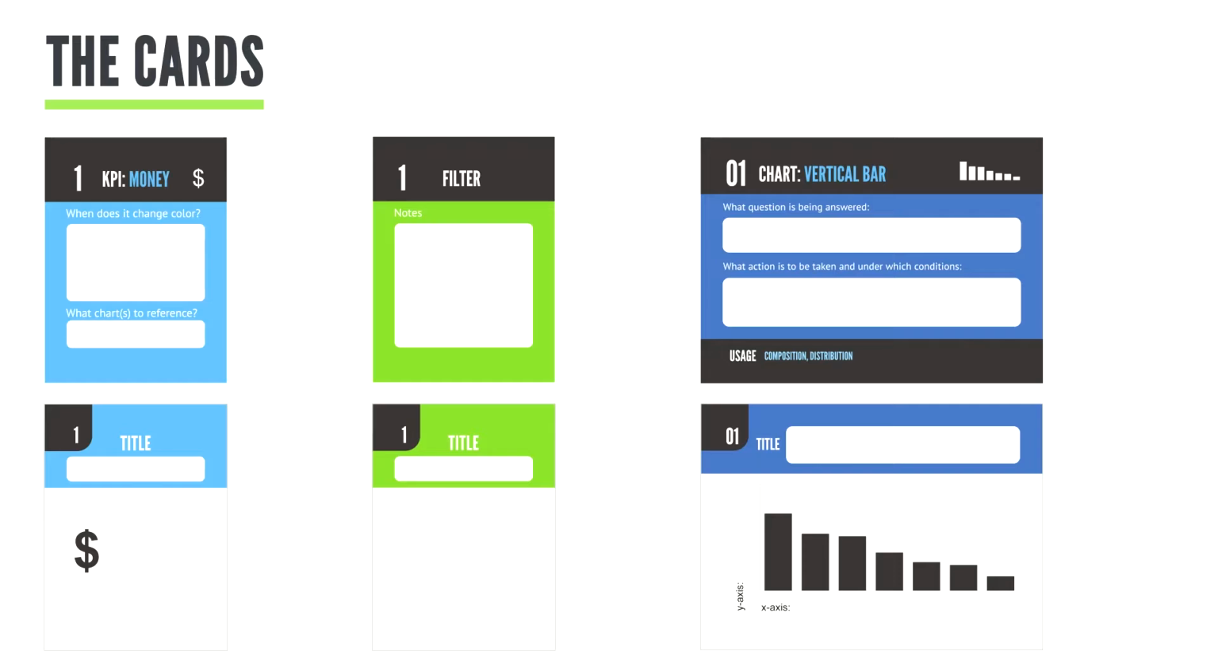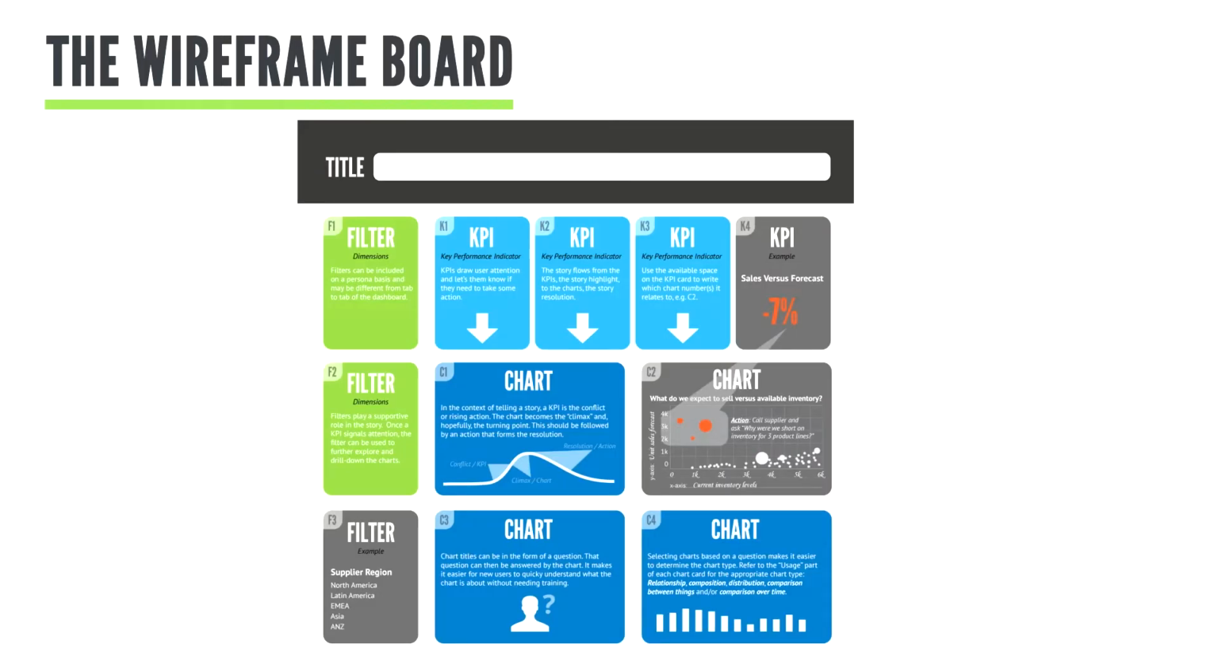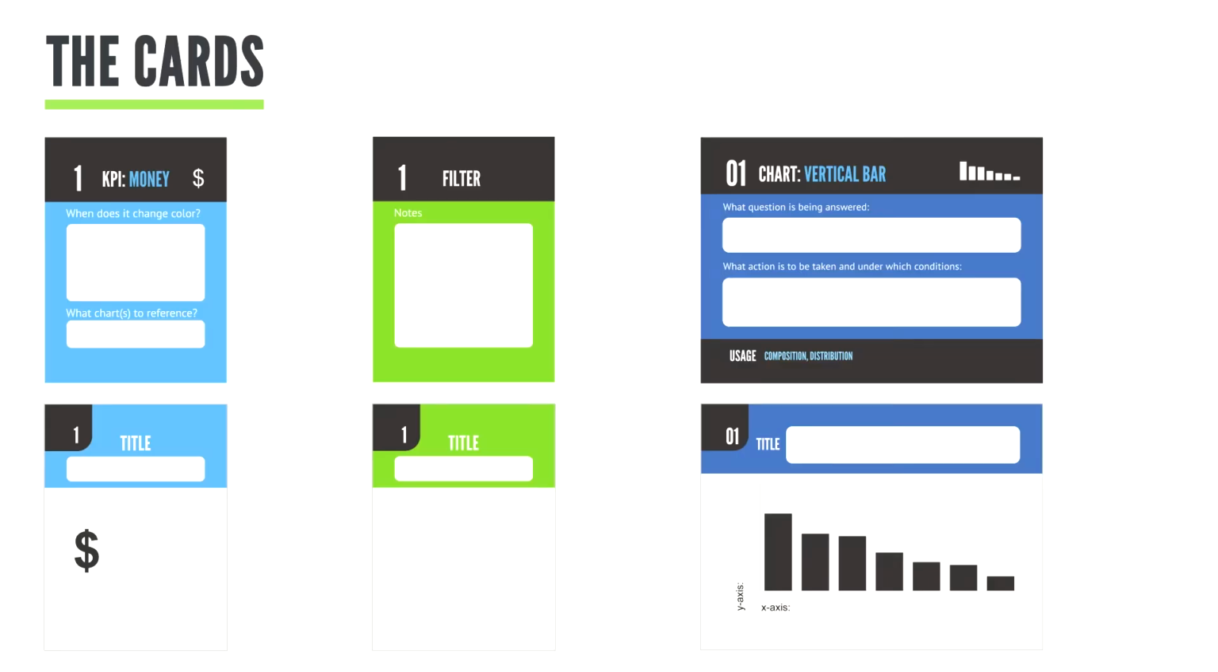So for the charts, there's C1, C2, C3, C4. So this is on the KPI where you would reference what chart you're going to continue the narrative and continue the story and how to resolve this KPI and change its color back to gray or black or the normal non-incident color.